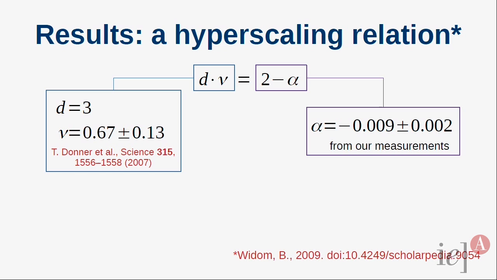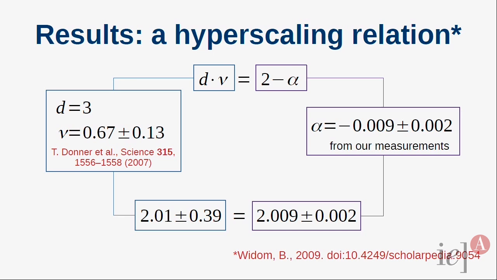And this exponent has been measured before in cold atoms in 2007. And from our measurements, we found that this critical exponent has this value. And then if we compare both, we see they match within the experimental error. So they are the same within the experimental error.